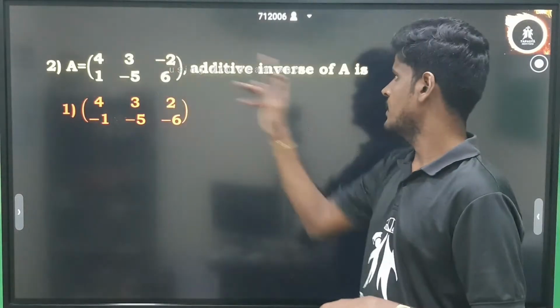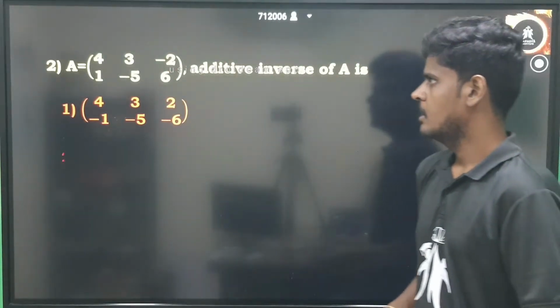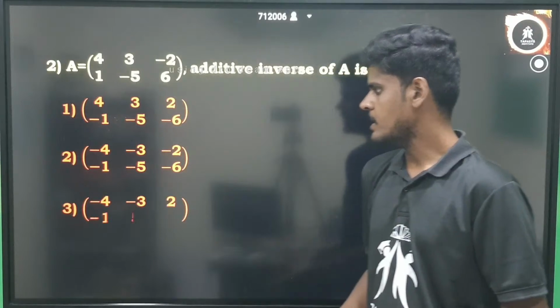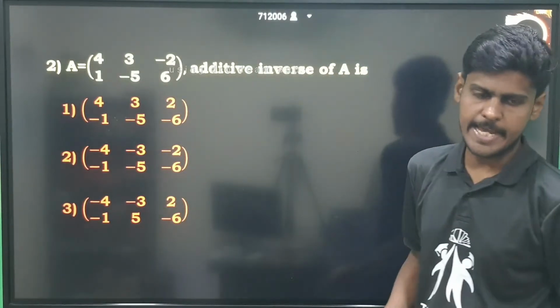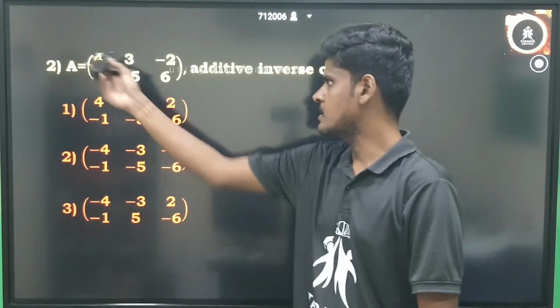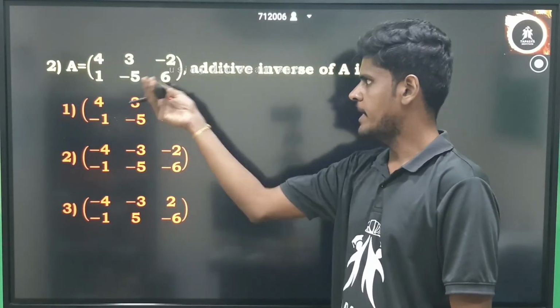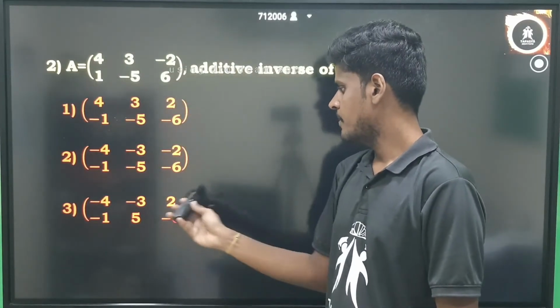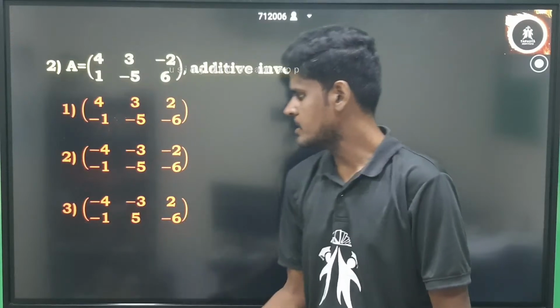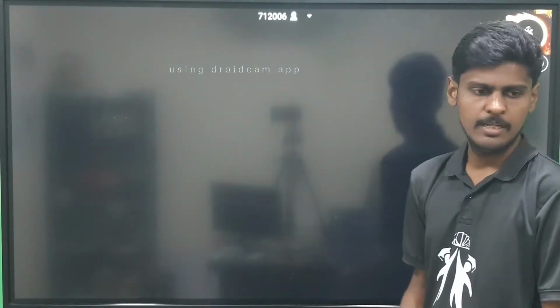What is the additive inverse of this matrix A? Again, the additive inverse is nothing but we just need to negate the elements of the matrix, that is minus 4, minus 3, 2, minus 1, 5, minus 6. Option 3 is the correct answer then.